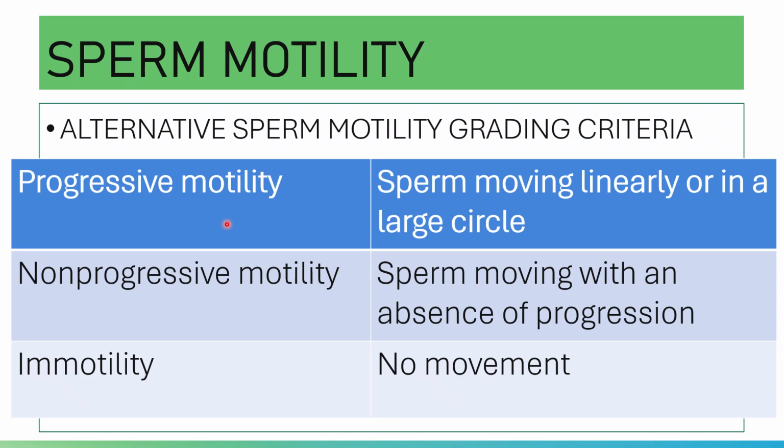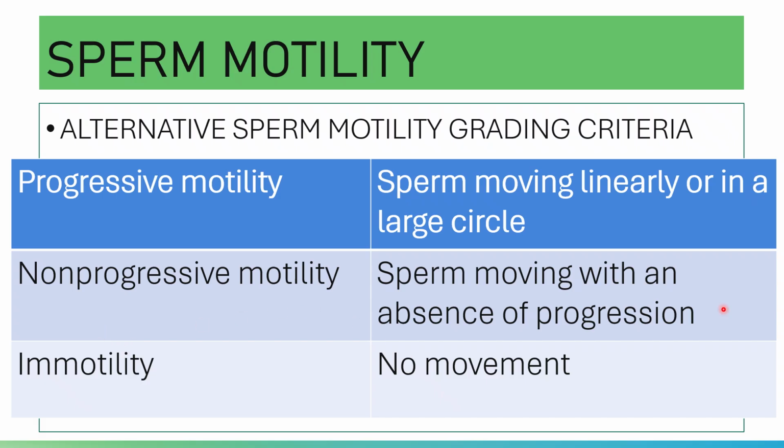For progressive motility, the spermatozoa are moving actively, either in a linear or in a large circle, regardless of the speed. Again, for progressive, the spermatozoa are moving linearly or in a large circle. They are actively moving regardless of the speed.